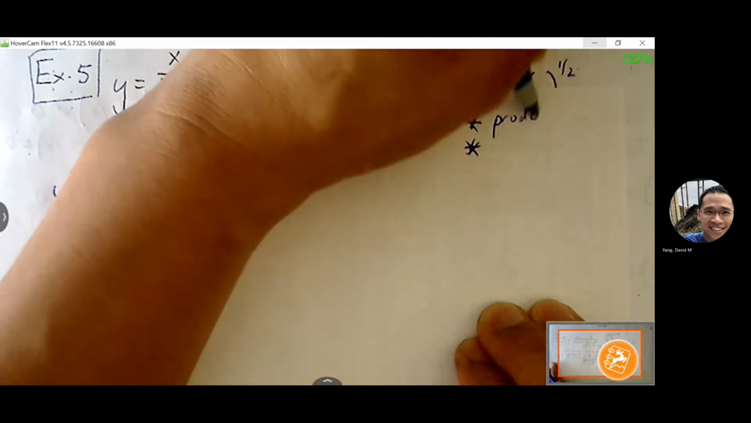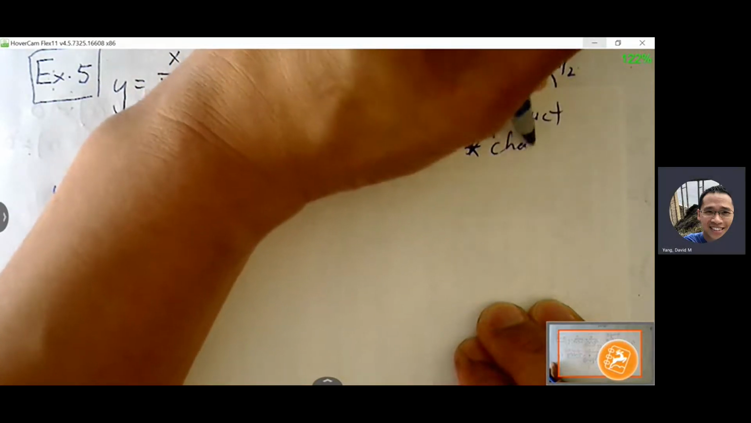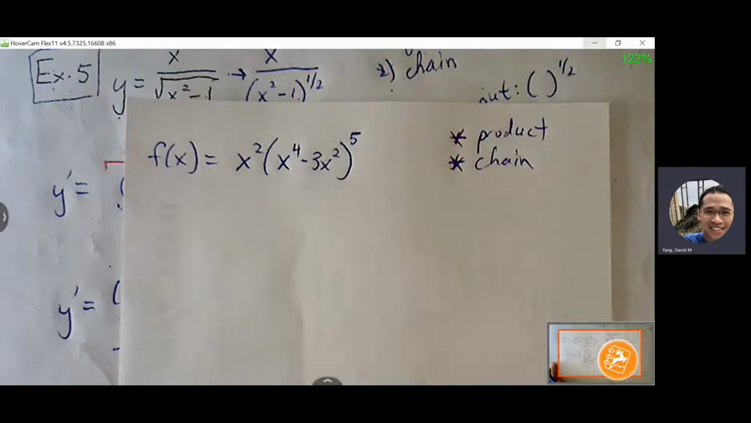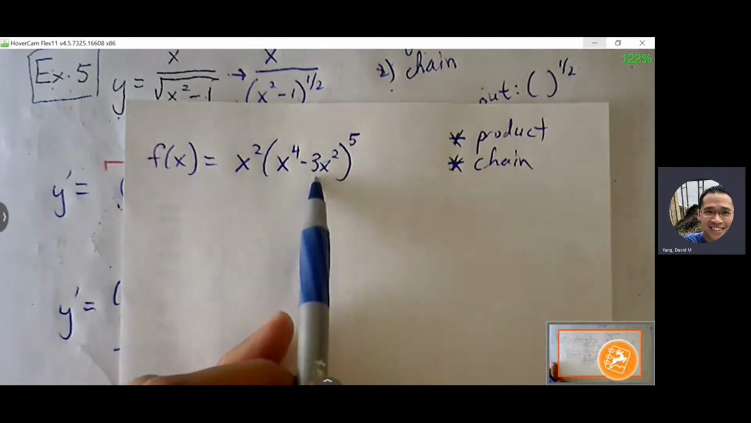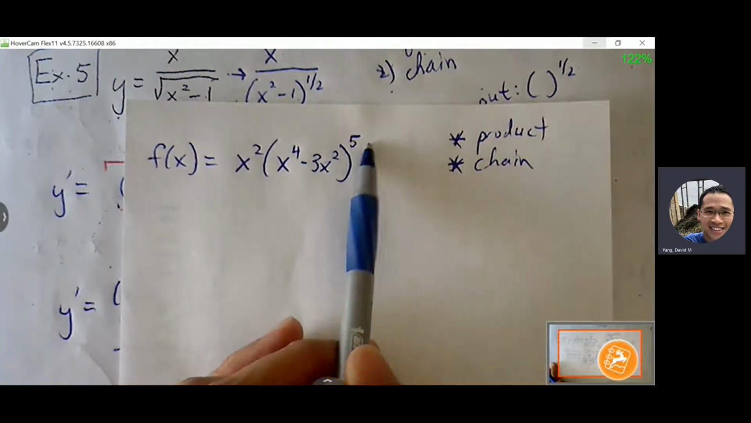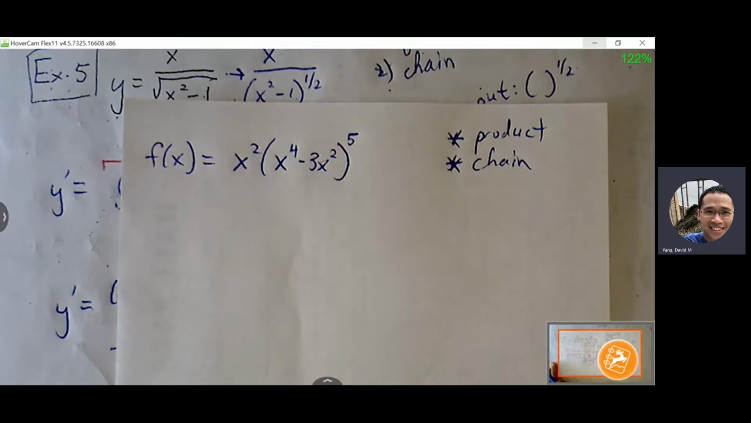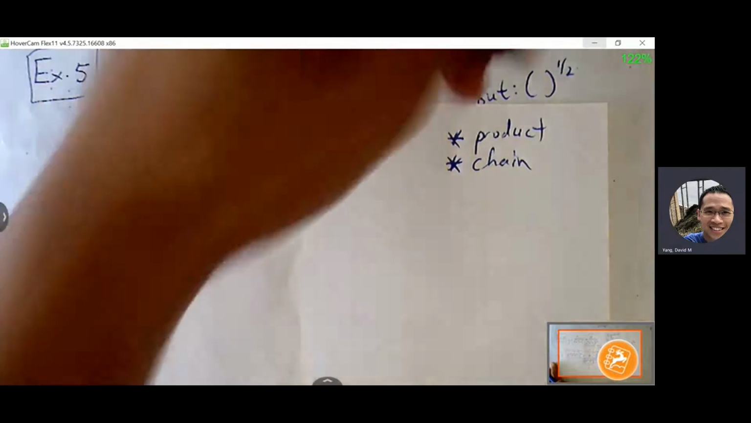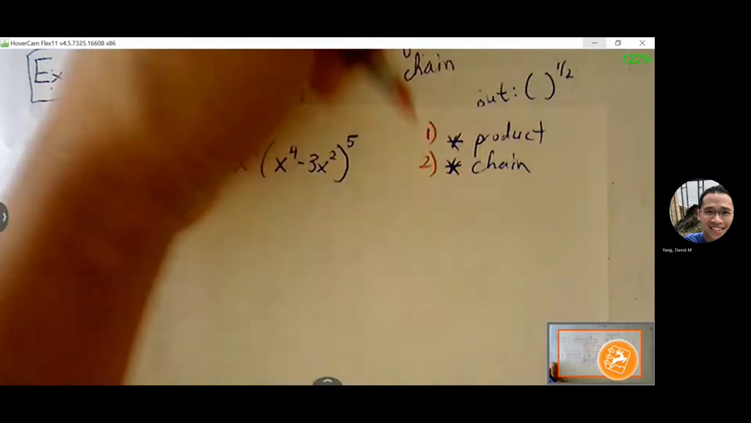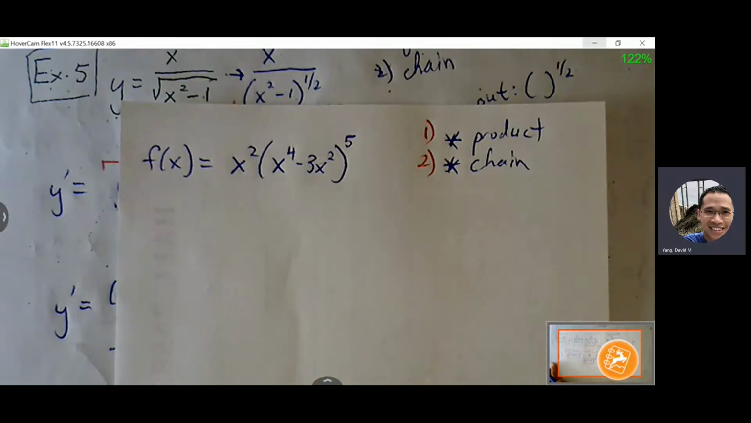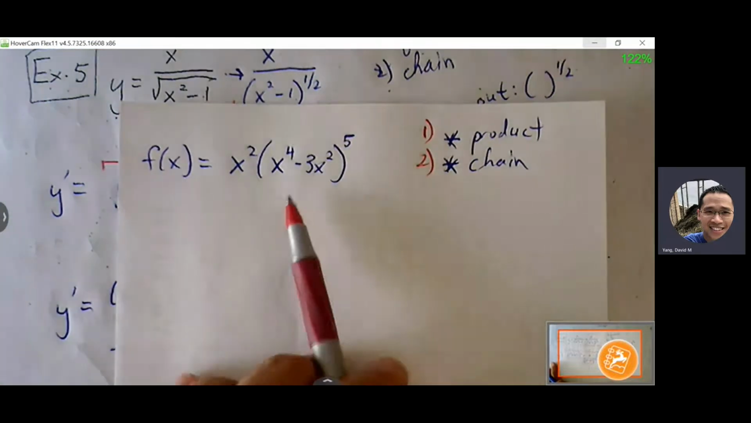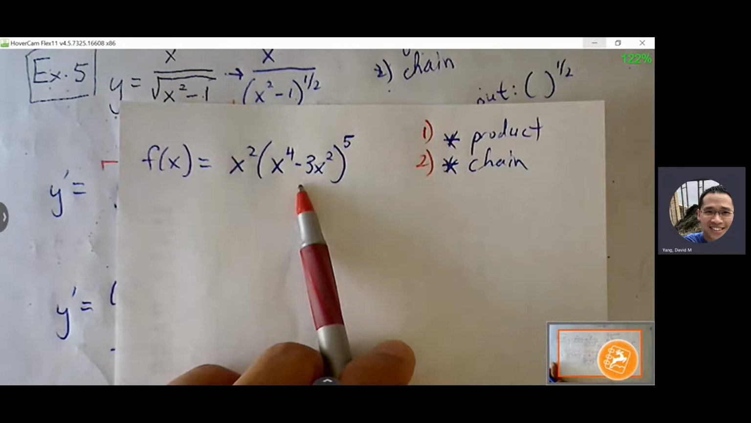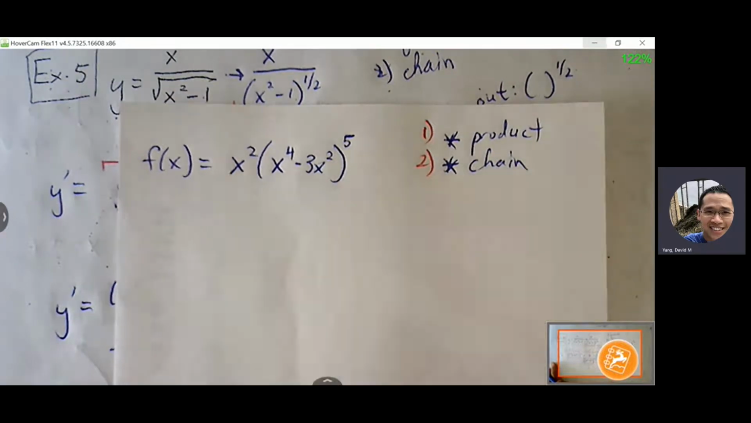Product and chain. Good. Product, because you see two distinctly separate terms. And then you also have chain because you have a messy parentheses with terms inside and exponent outside. Which comes first? Good. Product, because the parentheses is not over the entire thing, right? Parentheses is only over a little bit. So you know chain is only going to be a smaller portion. The larger portion is product.